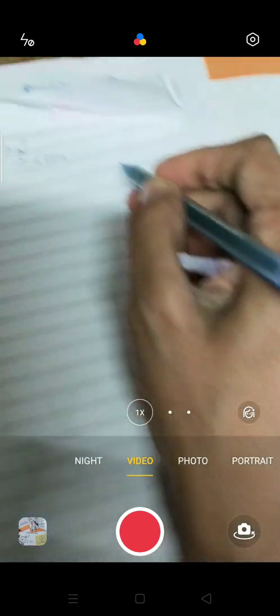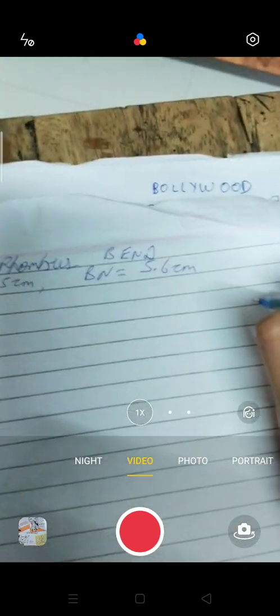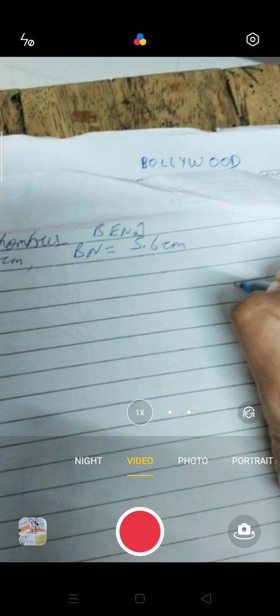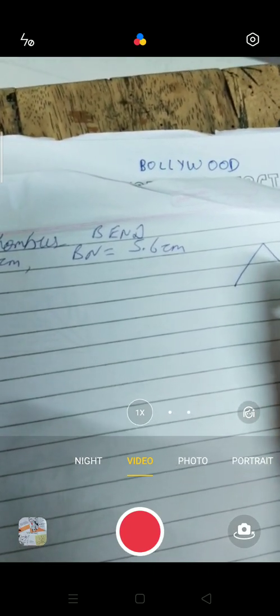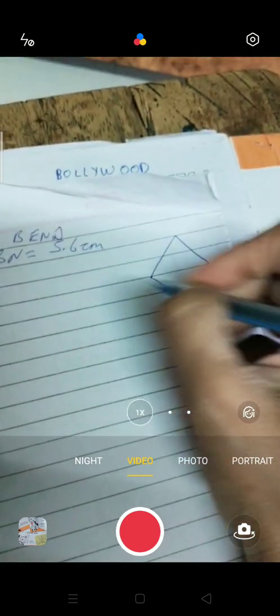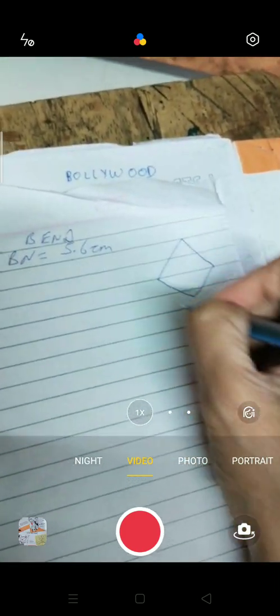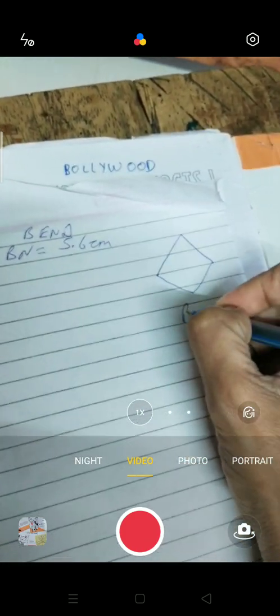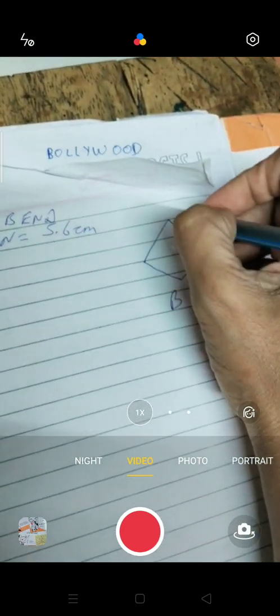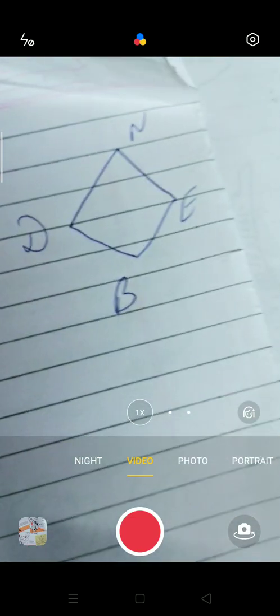First, as I said, always start with a sample, means a rough figure. You don't need scale, nothing. Rhombus is somewhat this way, correct? So just draw a rhombus. Just name it. What is the naming given? Any way you can draw. You can draw B, E, N, D. Clear? This is the rough figure that I have drawn.